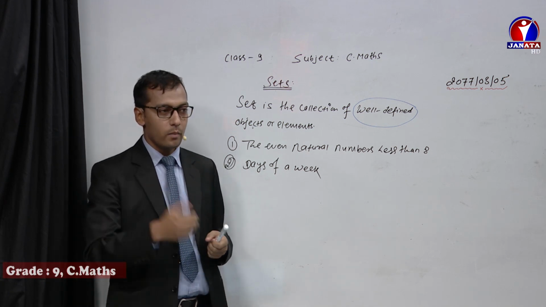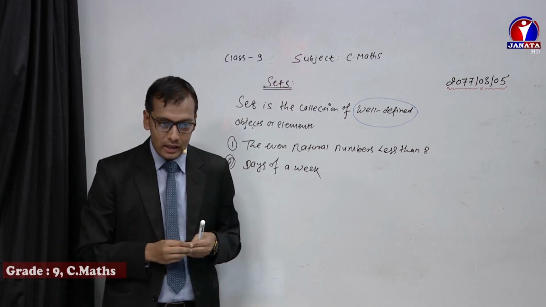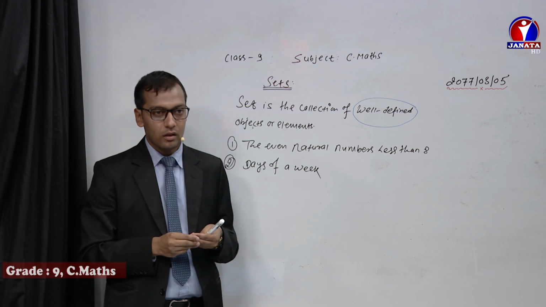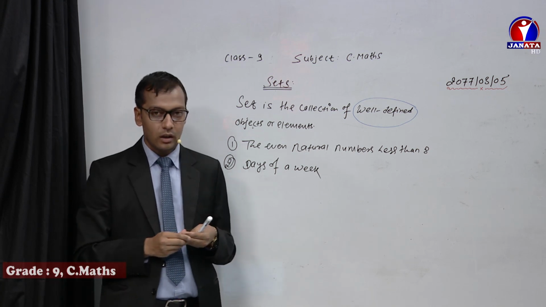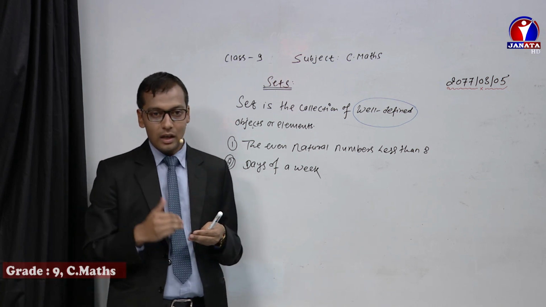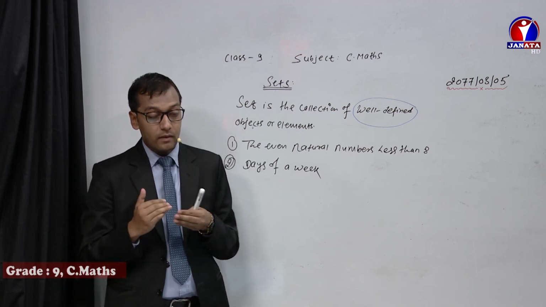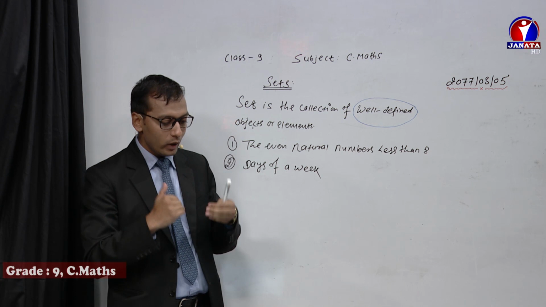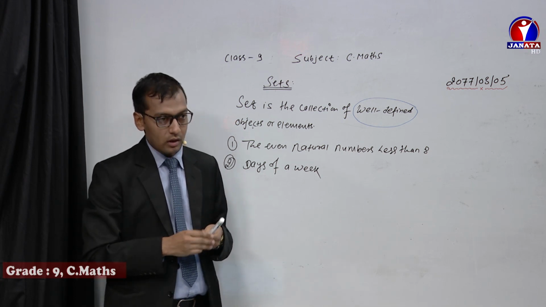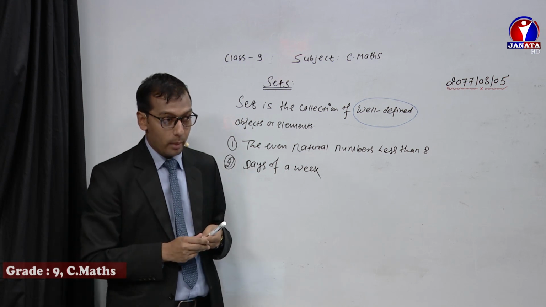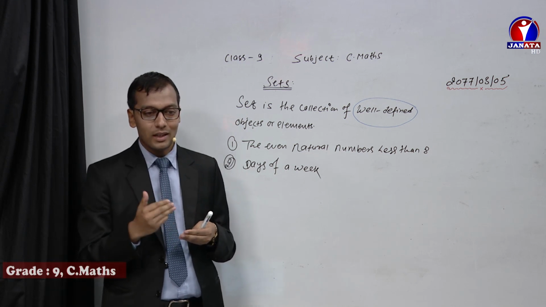So let me tell you one. I think you have already got the idea. You have already set examples in your mind. Let me tell you what are the examples that cannot form a set. After telling this, I will move into the types of set, and we will discuss other topics if I get time for today's class.